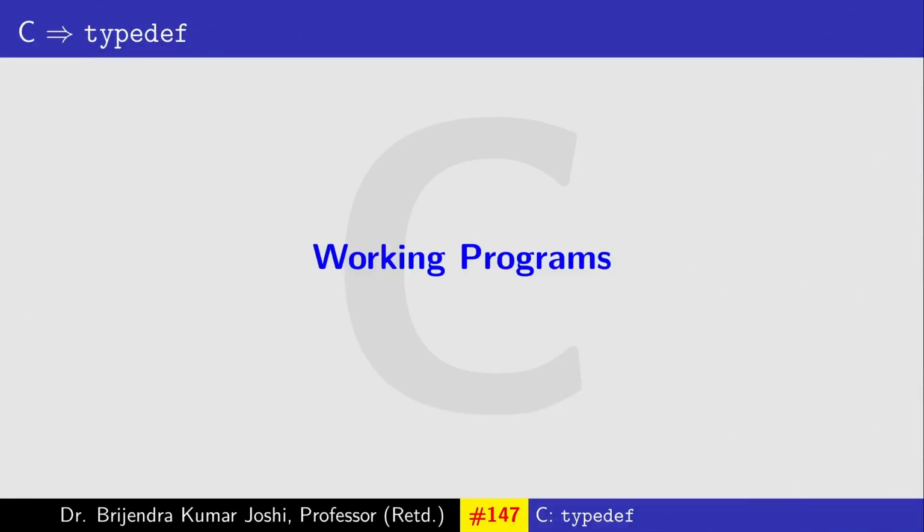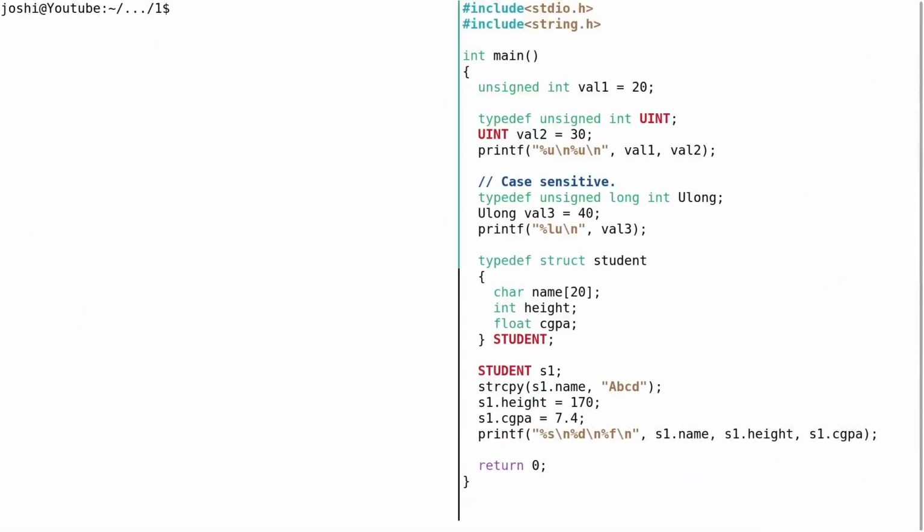Let us see a working program. What I have done here is I have declared one variable of type unsigned int and assigned a value 20. Now, in terms of unsigned int itself, I have defined a new typedef, unsigned int uint, and I have declared a variable of that type and assigned a value 30 to it. Now we know that if I want to print, I have to provide the appropriate format character for unsigned. %u is appropriate. So this printf is going to print these two values.